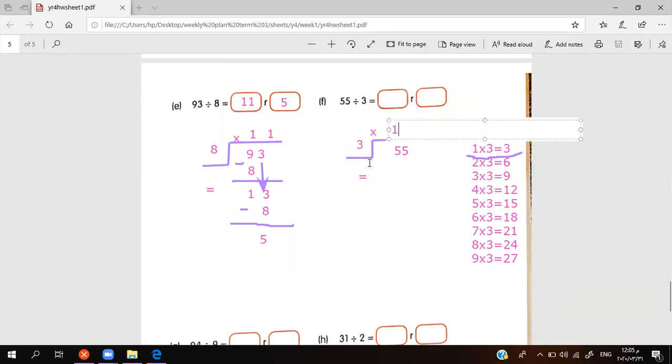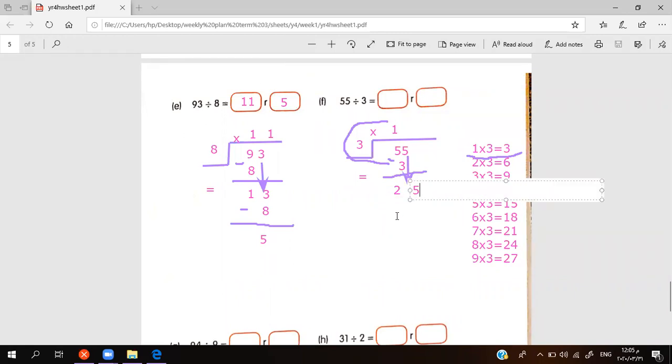1 times 3. It's gonna give me a 3. I will write the answer here. Like this, I multiplied and wrote my answer. Now it's time for subtraction. Okay, so 5 minus 3 is gonna give me a 2. Am I done? No, because now a number must go down, which is the 5. 5 will go down, and I start again.